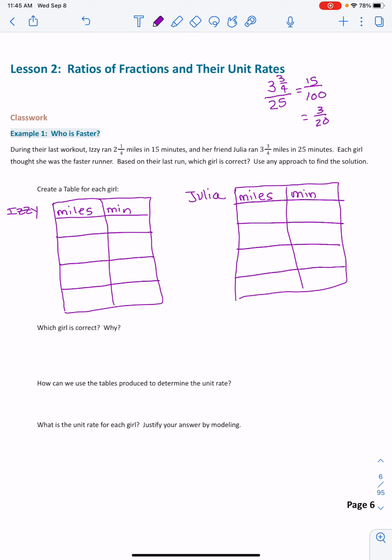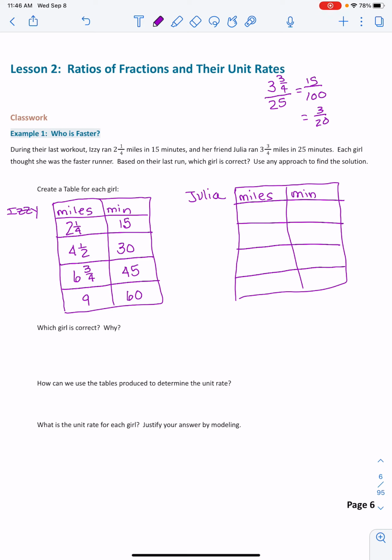So for Izzy, we have 2¼ miles in 15 minutes. And 4½ then 30. And 6¾ we have 45. And then 9 we have 60.